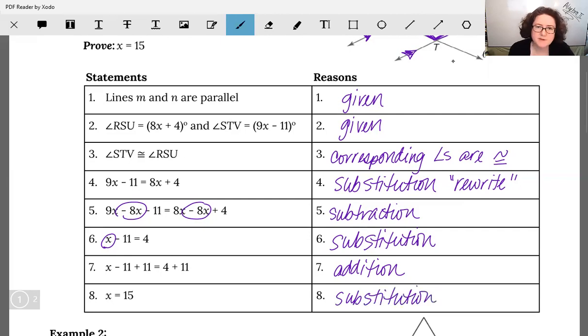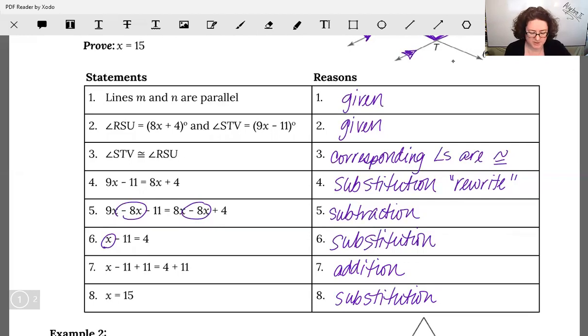Again, same problem that we've done earlier in this unit, it's just a much more formal way of writing it out. So anytime we just rewrite something, we're going to say substitution. Anytime we do some math, just say what math you did. And then if you have to use one of the rules or definitions that we had, you can say your definition or just write out the rule.